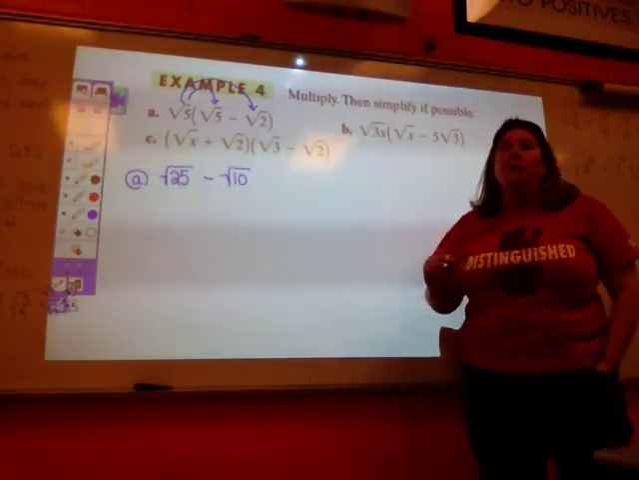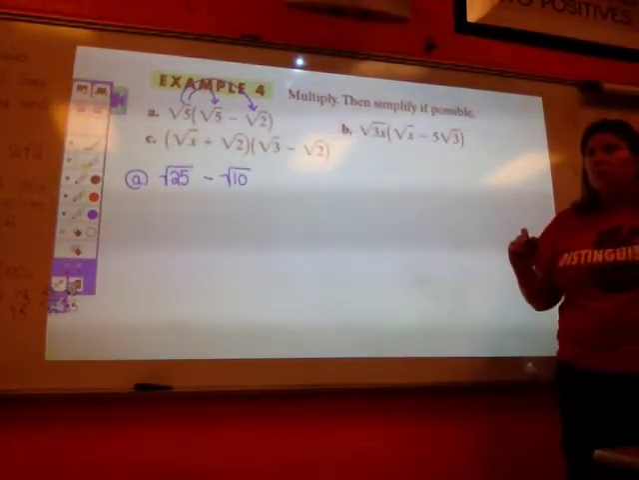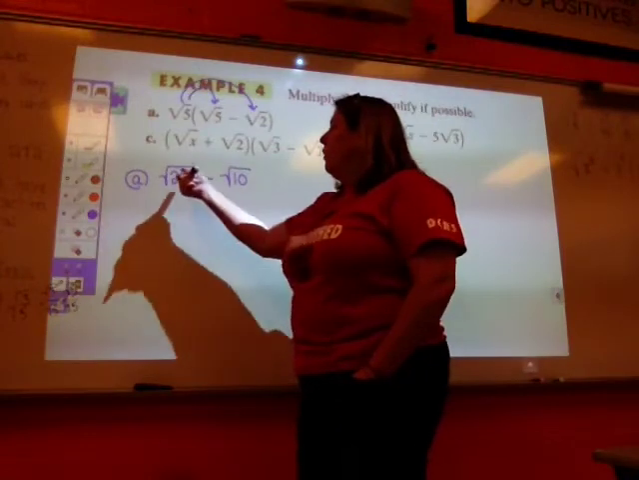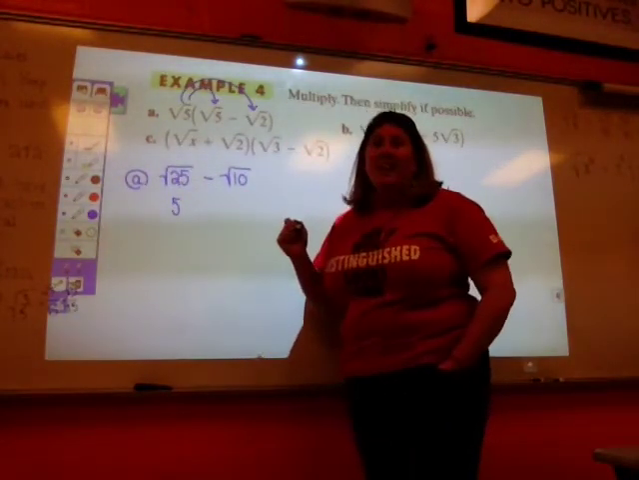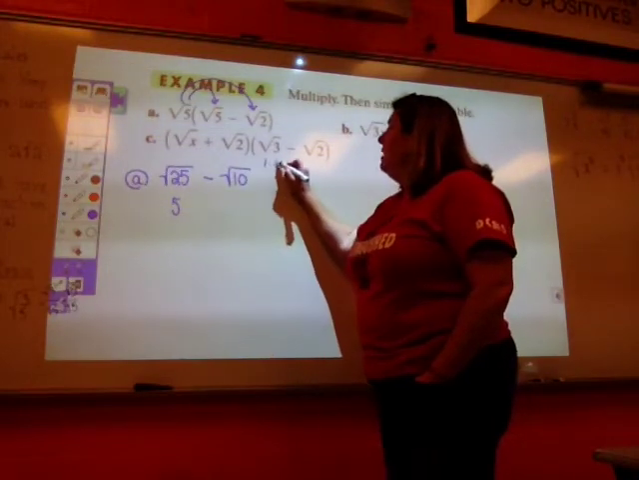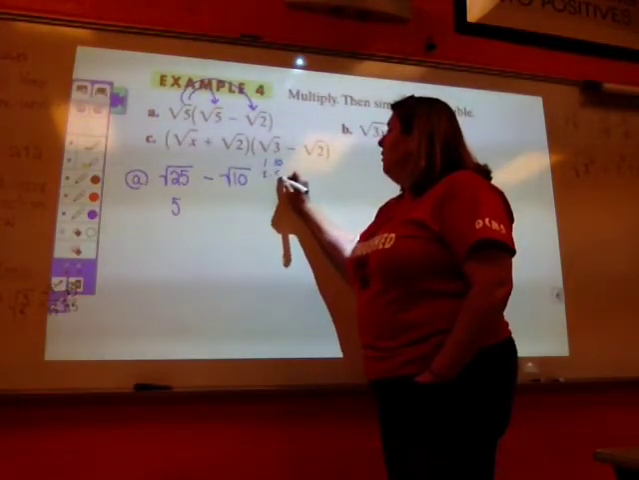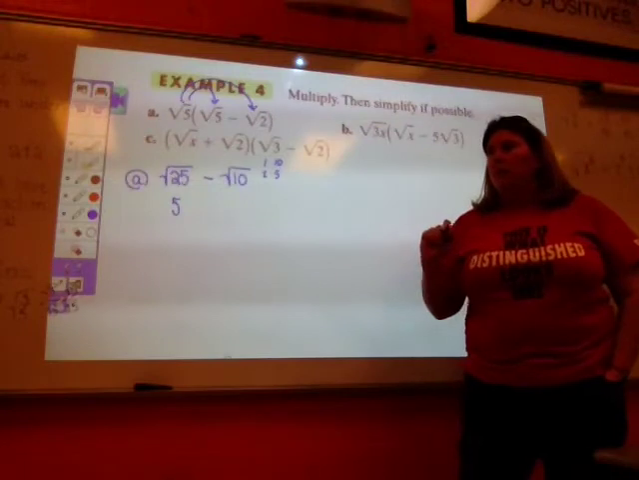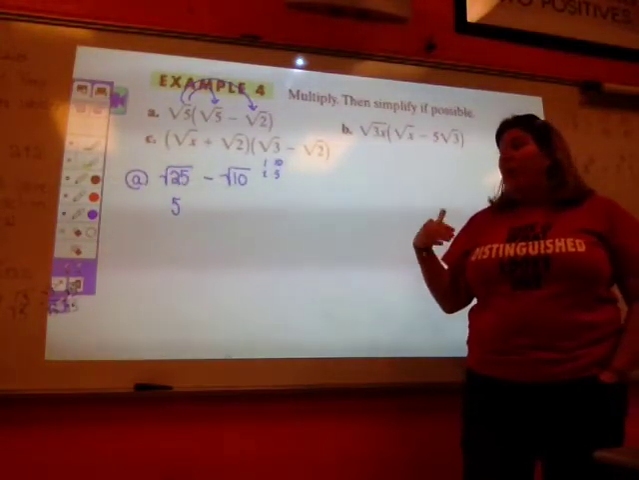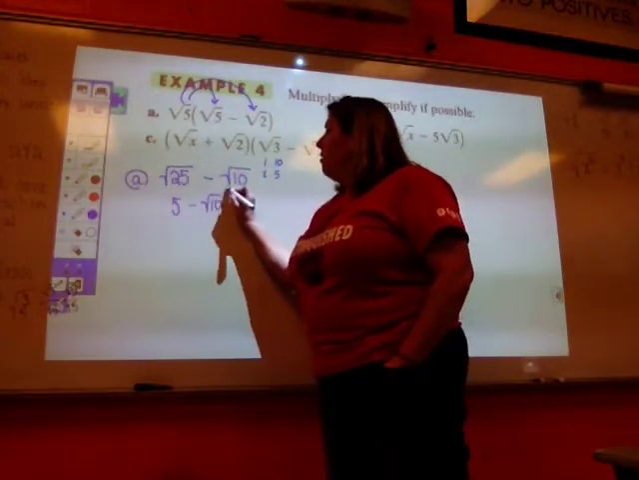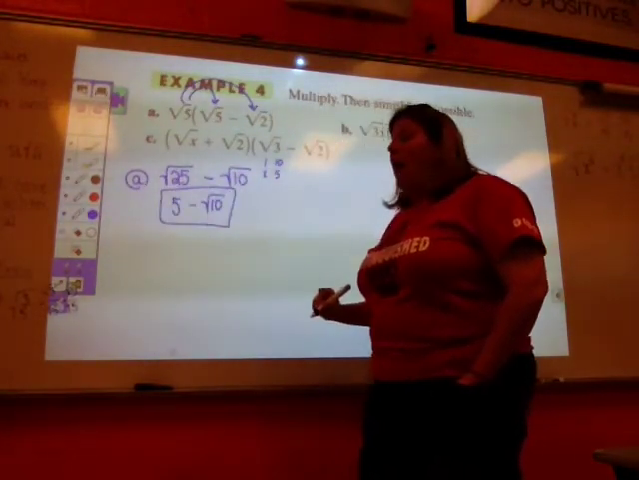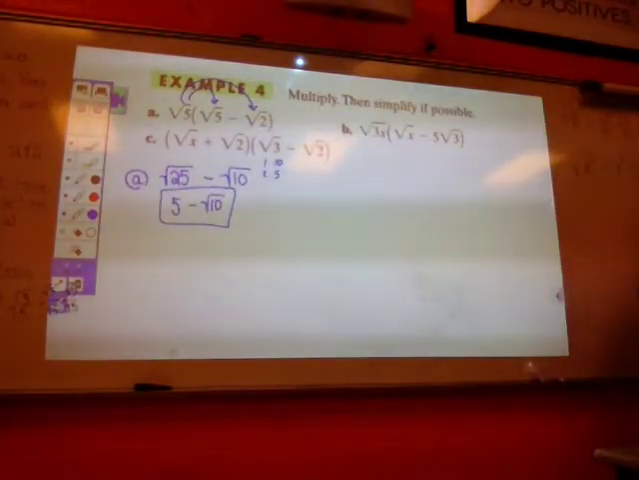Now, what do I have to remember to do, though? Simplify. Square root of 25 is going to become what? 5. I got to check the square root of 10: 1 and 10, 2 and 5. That's it, right? So it can't simplify, so I leave it as minus the square root of 10. So that would be my final answer: 5 minus the square root of 10.